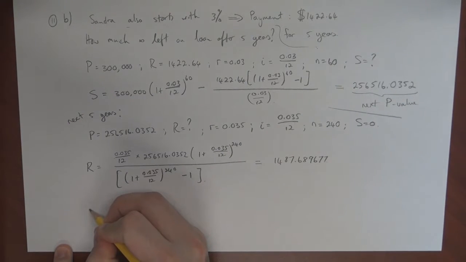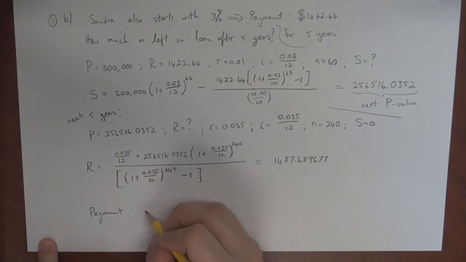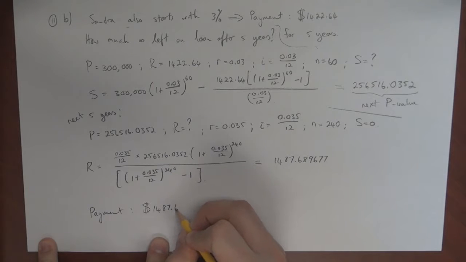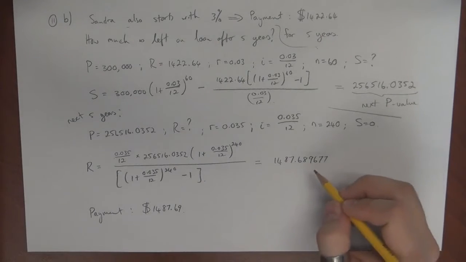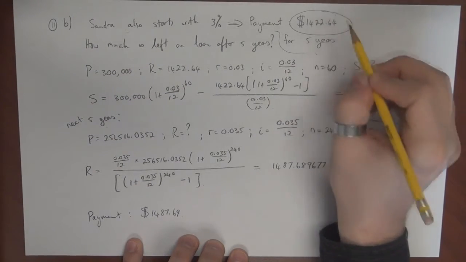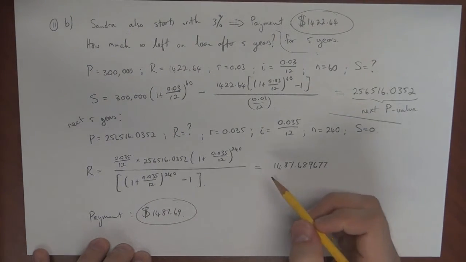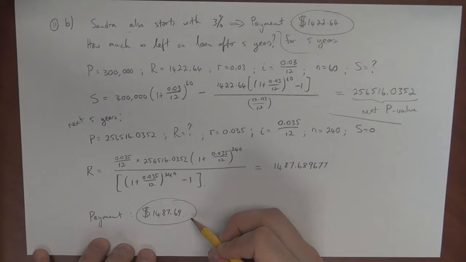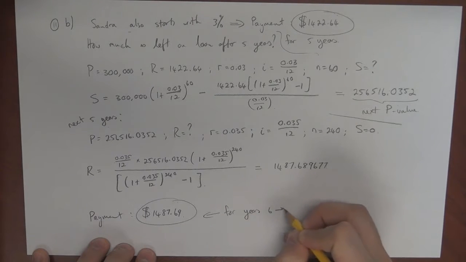So the payment now is 1487.69. To be able to pay off the loan, I'm going to have to round up. So her initial payment is 1422. Her new payment at the 5-year mark is 1487. This is for years 6 to 10.